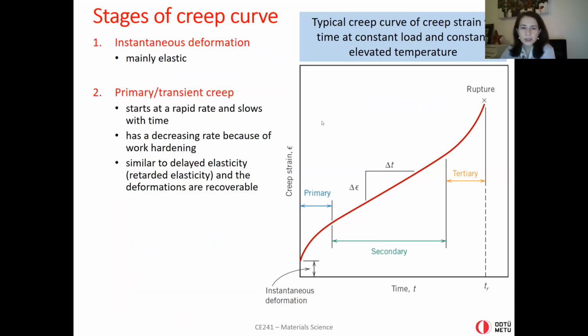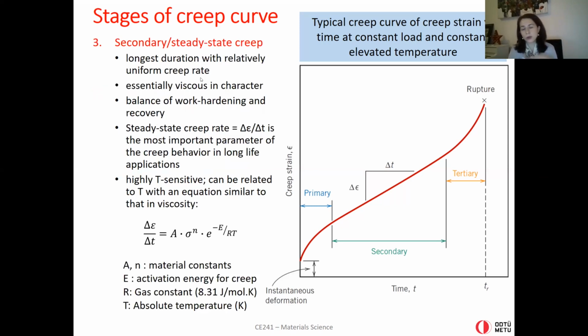So let's go through stages of the creep curve. The first is instantaneous deformation. It is mainly elastic. The second is primary or transient creep. It starts with a rapid rate and it slows with time. It is a decreasing rate because of work hardening. It is kind of similar to delayed elasticity or retarded elasticity, and the deformations in this stage are recoverable.